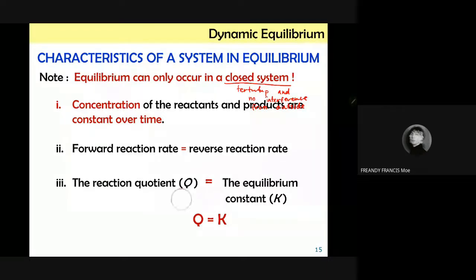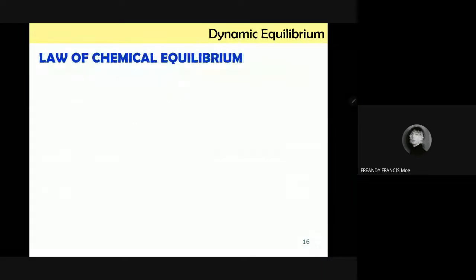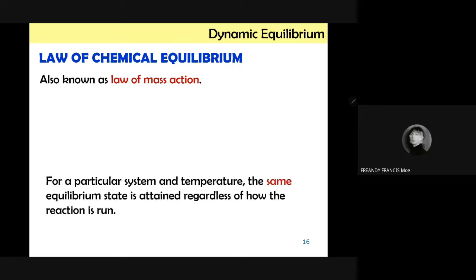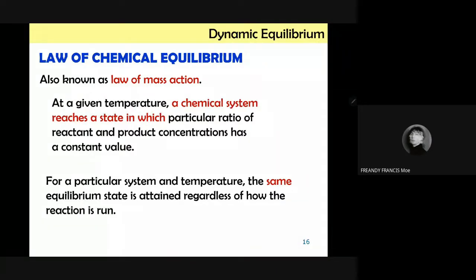Okay, so in order for us to look into this, we have to know a law of chemical equilibrium yang kita panggil sebagai law of mass action. Okay, what it means that the law states that for a particular system, okay, sorry, this is not the definition, the definition sekejap lagi. So for a particular system and temperature, the same equilibrium state is attained regardless of how the reaction is run. So ini adalah description of what law of mass action can do lah. Okay, so ini adalah kesan daripada law of mass action. And this is what law of mass action is. This is the definition.